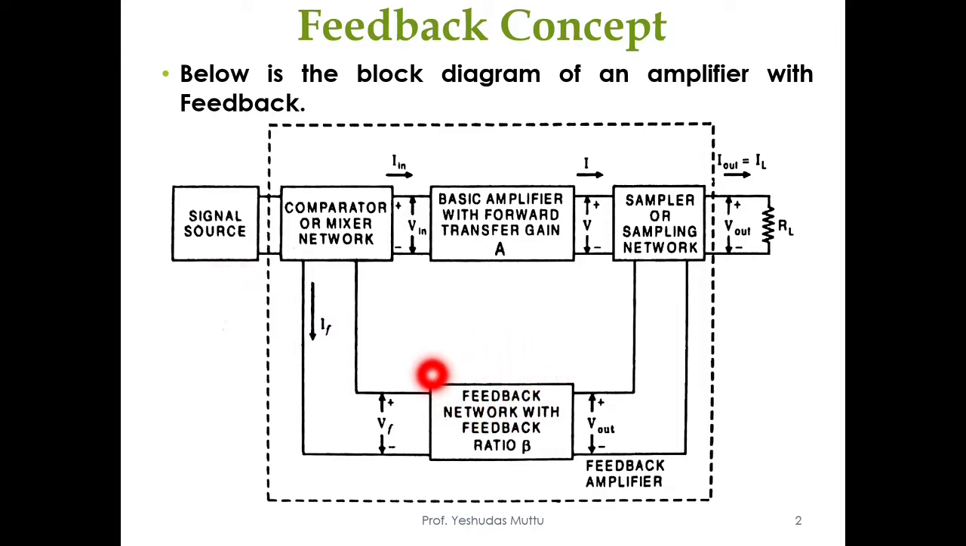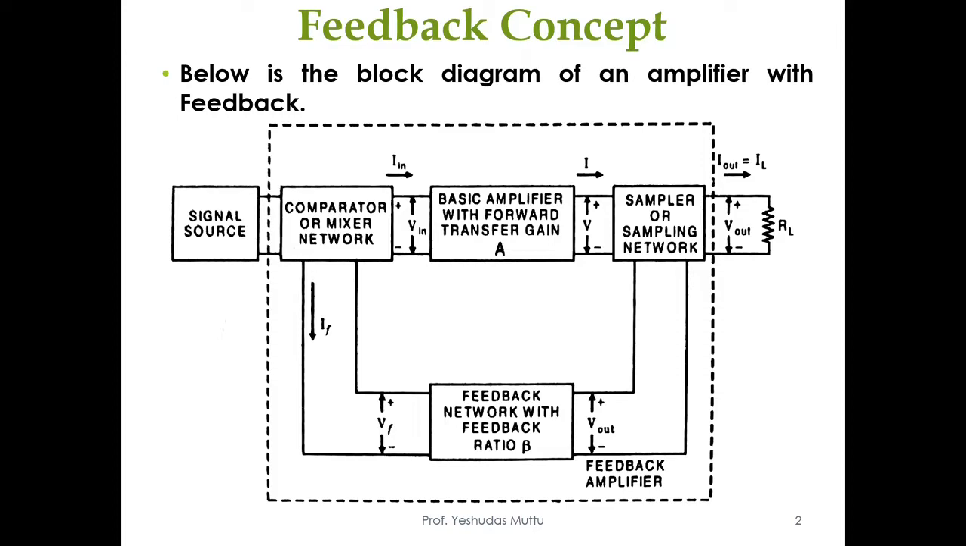The feedback network which is present is a two-port network which can be built using R, L and C components, mostly R. What it does is that it takes part of the output and gives it back to the input. So the output of this particular block is given to the comparator and the input of this particular block is taken from the sampler part.